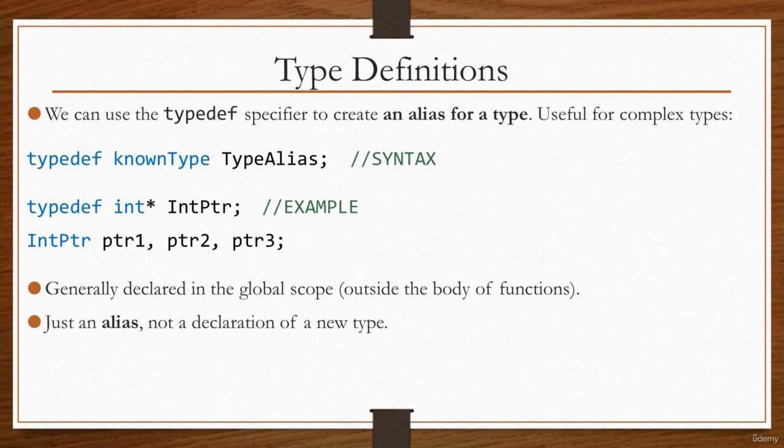Now, of course, this is just an alias, it's not a declaration of a new type. It's not the same as a struct or a class where you go and define a new type. It's simply an alias for some existing type.